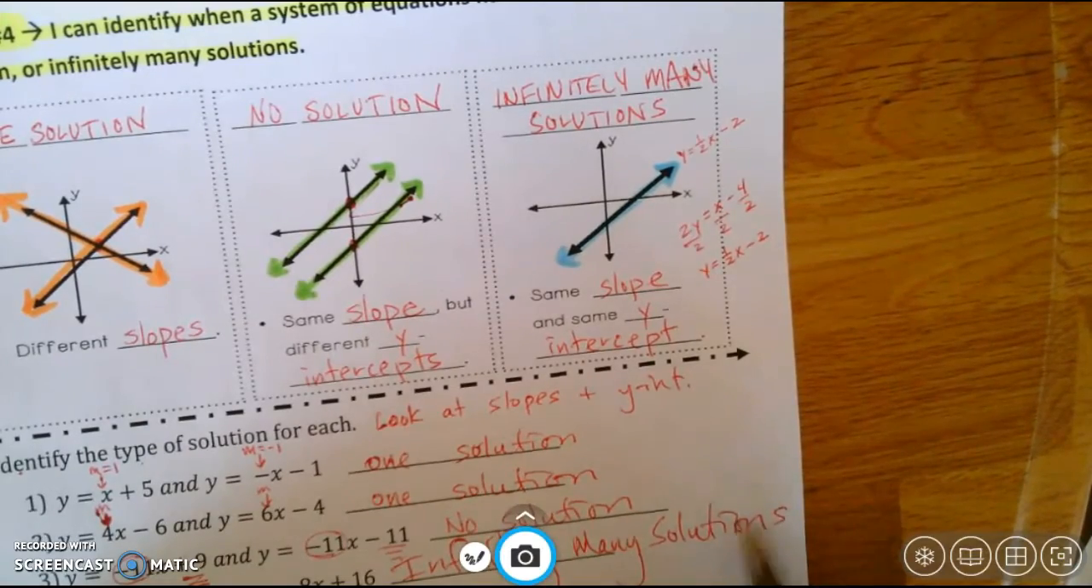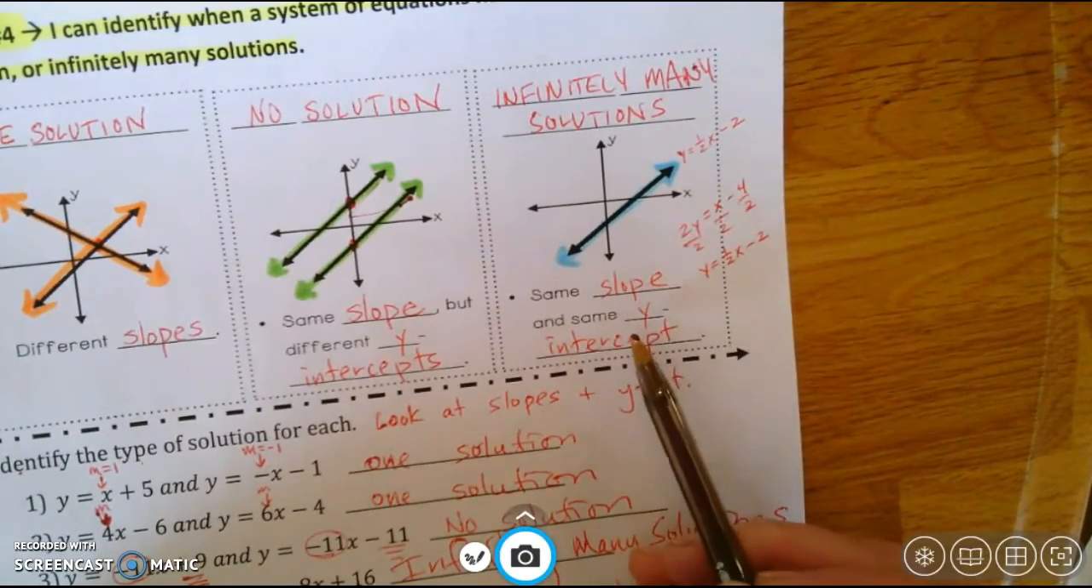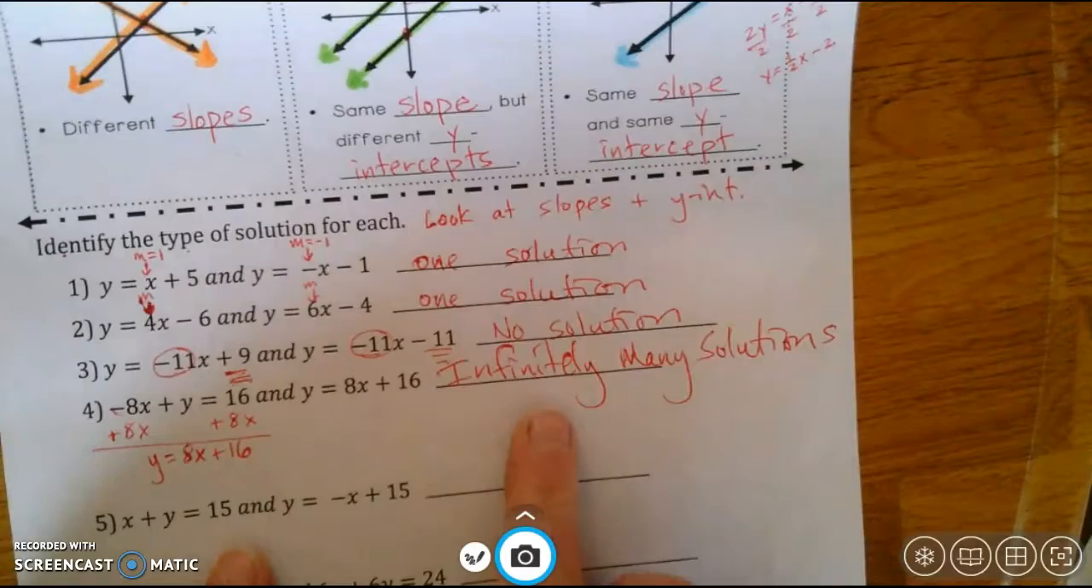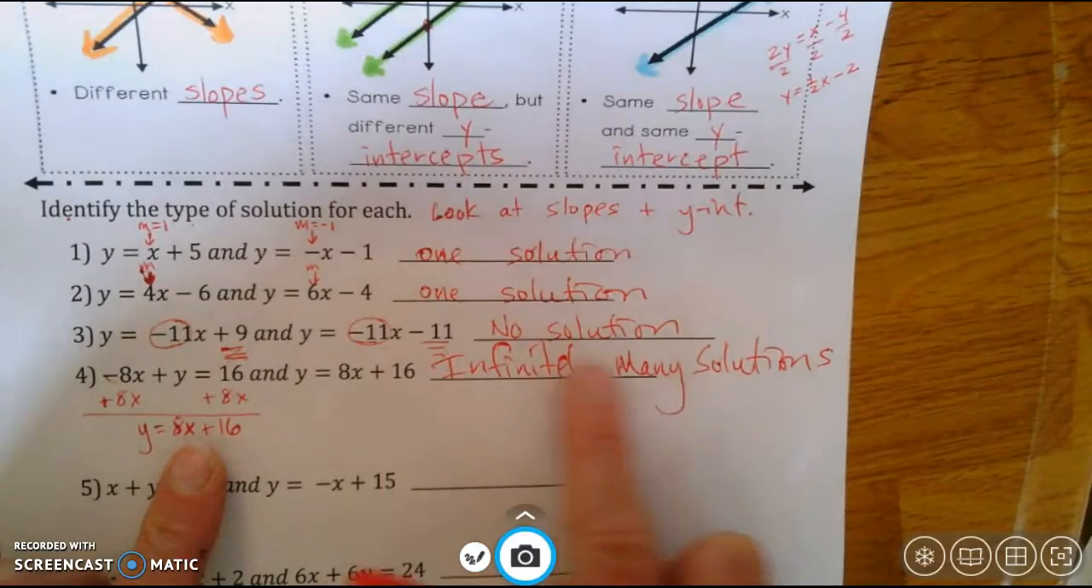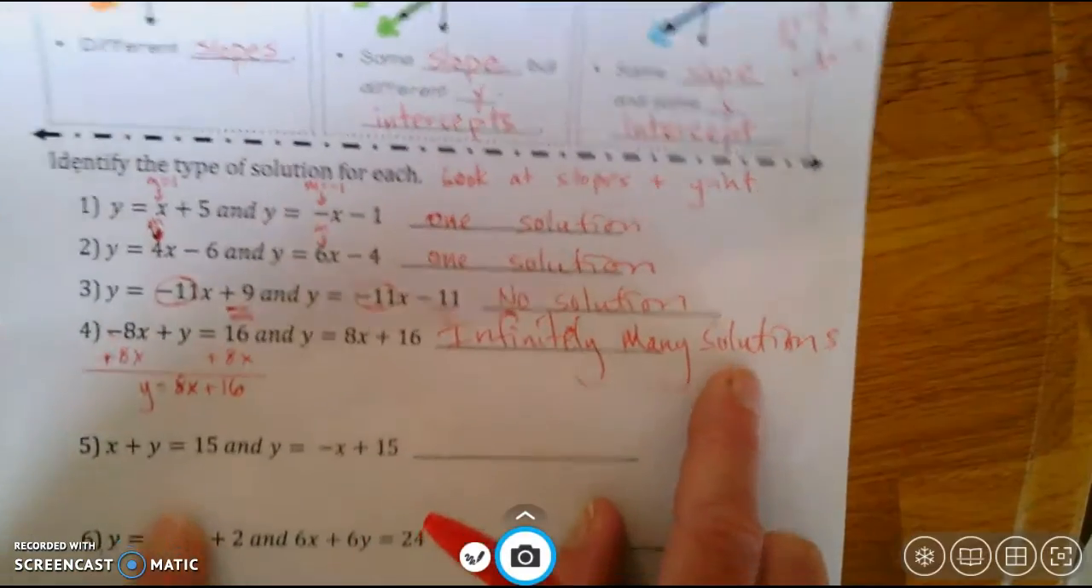So remember, this one's same. We look for the same slope and the same y-intercept, and we know it's infinitely many. It's basically just graphing a line on top of itself, and every single point is going to line up. So that's why it's infinitely many points.